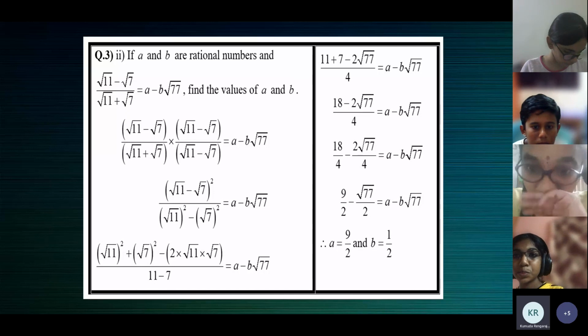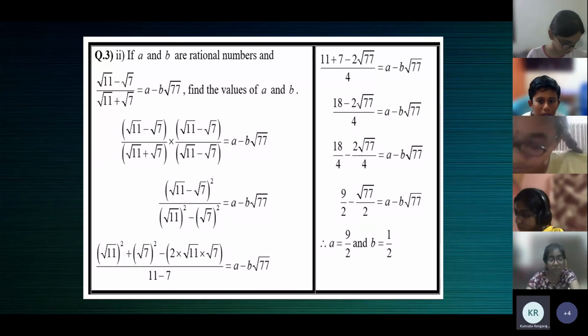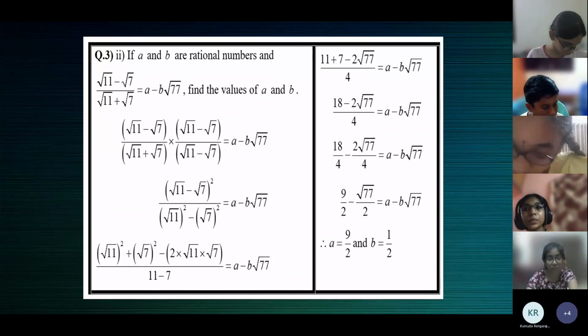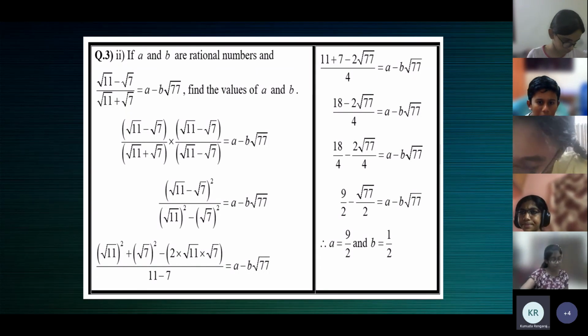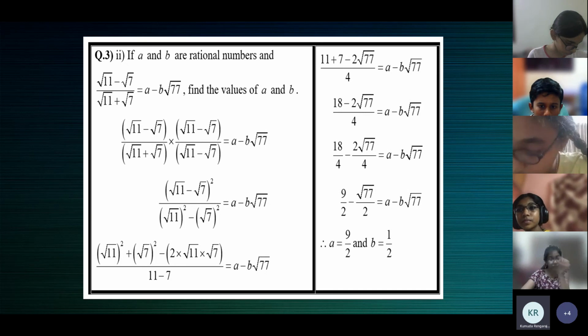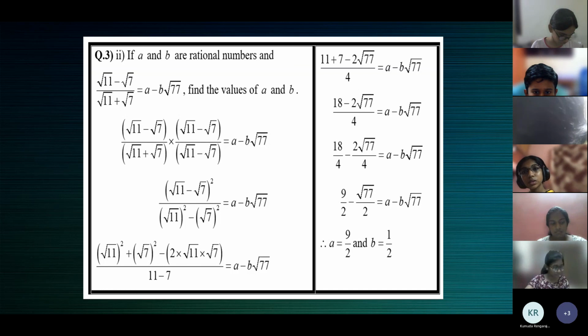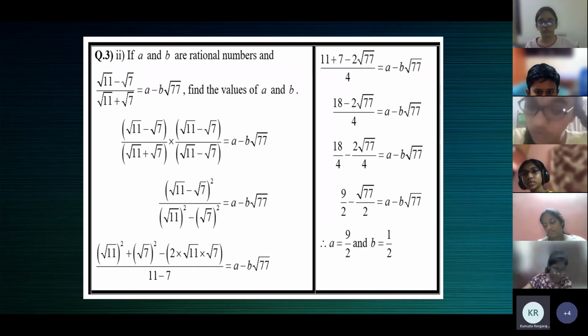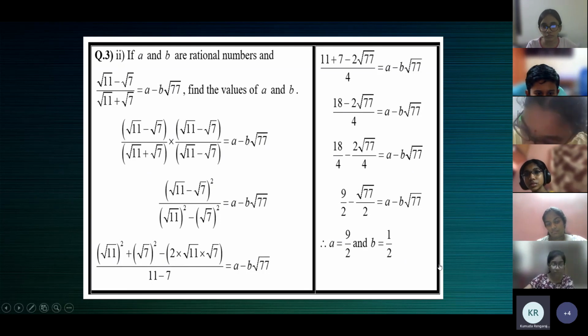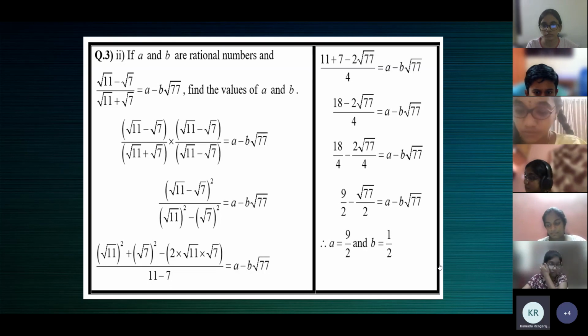I've written 11 minus 7 only. All right, it's not 11 minus 7. It's A square plus B square minus 2AB. You have written A square minus B square minus 2AB. Yes, ma'am, I got it. A square plus B square minus 2AB. Very good, Sri Krishmi. Others, check your answer and see where you've gone wrong.